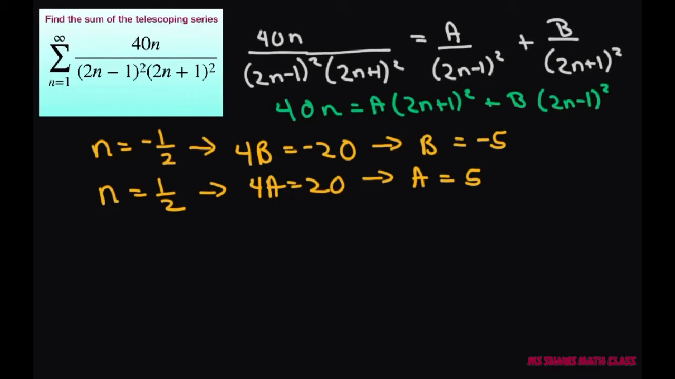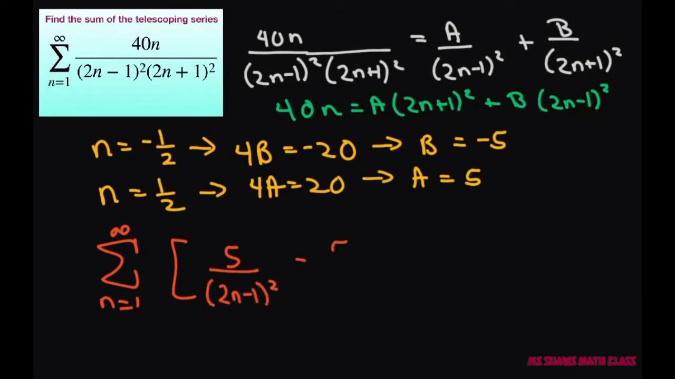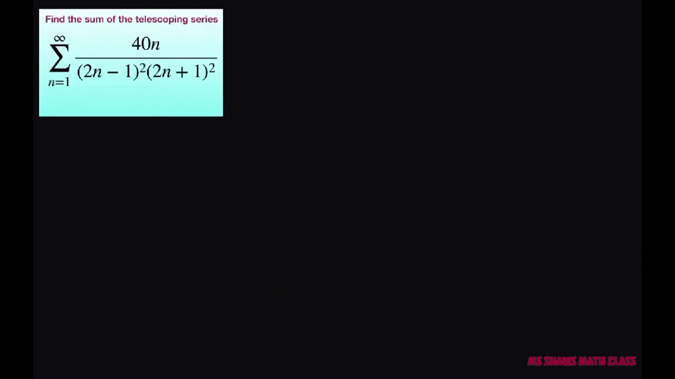So now I can rewrite this as the sum from n equals 1 to infinity of 5 divided by (2n minus 1) squared minus 5 divided by (2n plus 1) squared. All right, and then we're going to do partial sums. So let me go ahead and do that. I'll just write the formula down: 5 divided by (2n minus 1) squared minus 5 divided by (2n plus 1) squared.